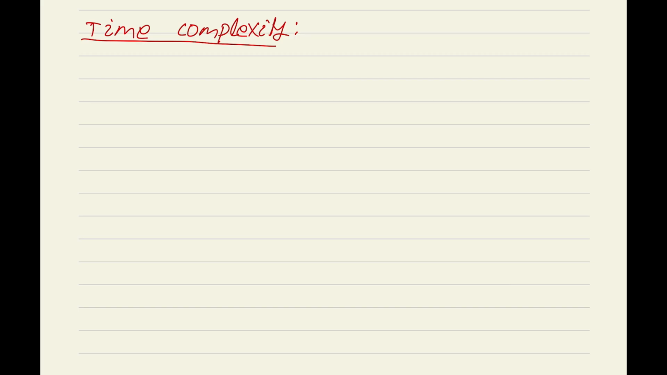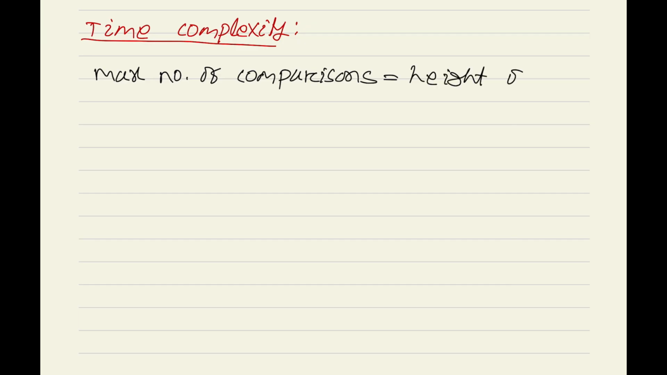So, maximum number of comparisons is equal to the height of the heap. Height of the heap means the maximum path length from the root to a leaf, and we know the height of the heap.